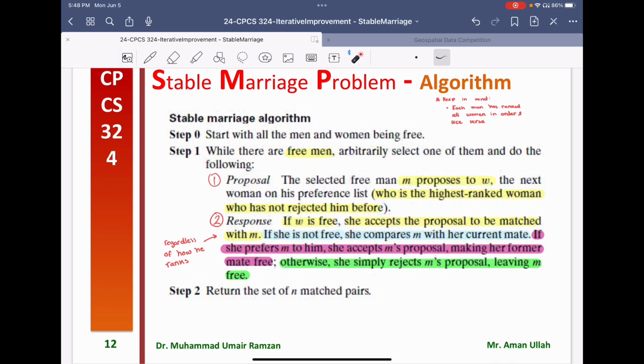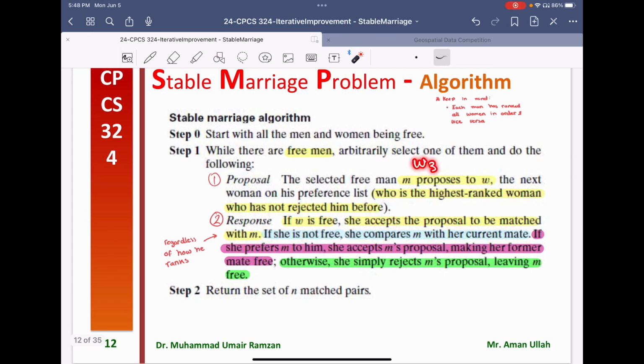In this algorithm we take the men first. Each man has two things: he's going to propose, and then he's going to get the response. When he proposes, he's going to look at his list. For example, man 1 has a list of woman 3, woman 2 and woman 1. First of all, he's going to propose to woman number 3, who is the highest ranking woman who has not rejected him before. You'll understand why not rejected him before, but first let's consider that everything is clean and no one has rejected anyone yet.